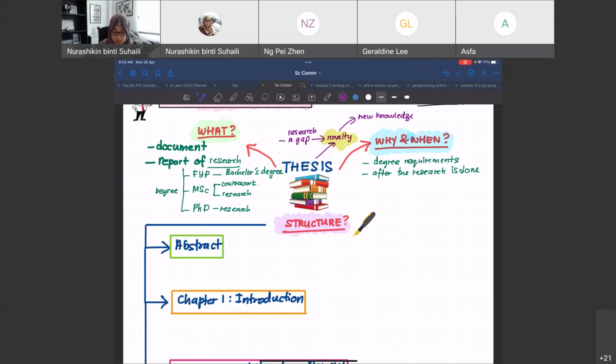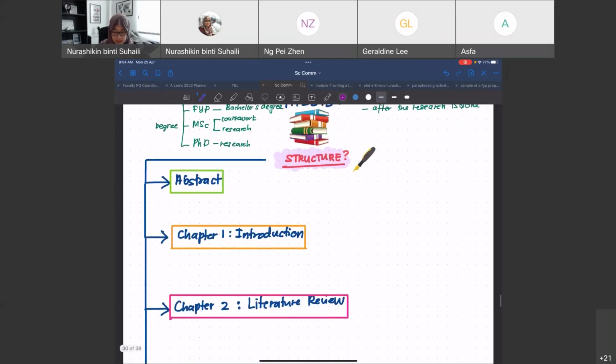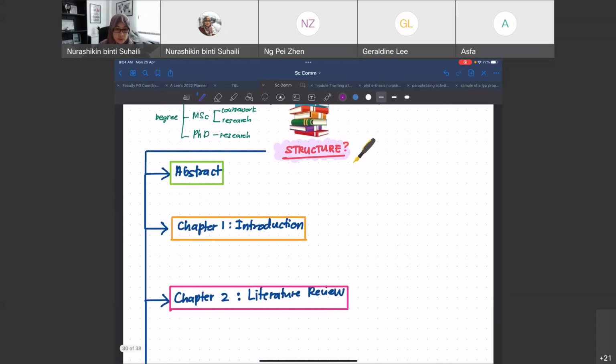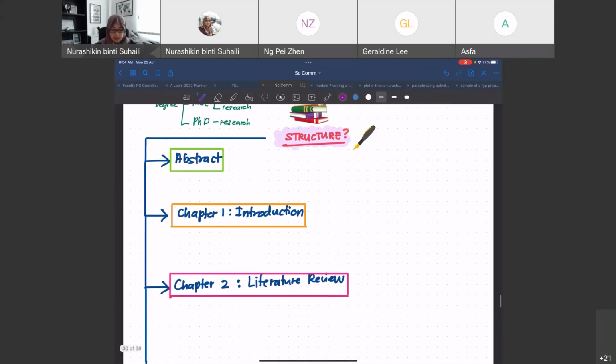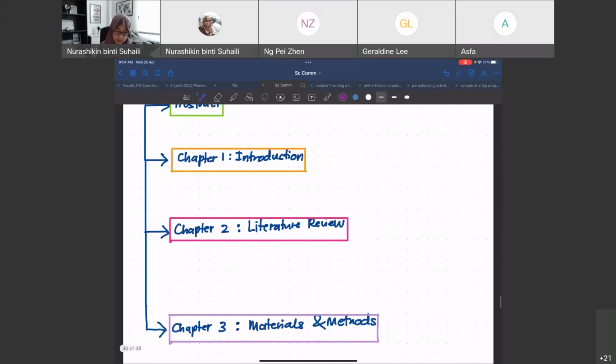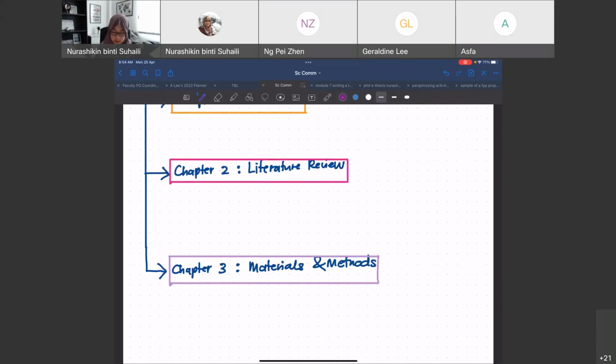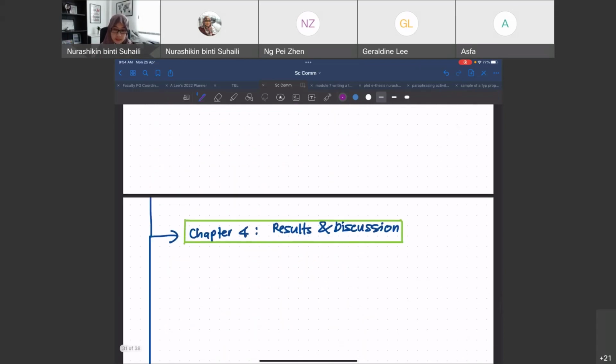Okay, so any thesis should have, let's have a look at the main structure first. It should have an abstract. Abstract is actually a general section for any document, not just thesis, not just proposal. Any book also has an abstract, right? And abstract is not considered a chapter. It's just a section. The first chapter is introduction. The second chapter is literature review. The third one is materials and methods. The fourth chapter is results and discussion.